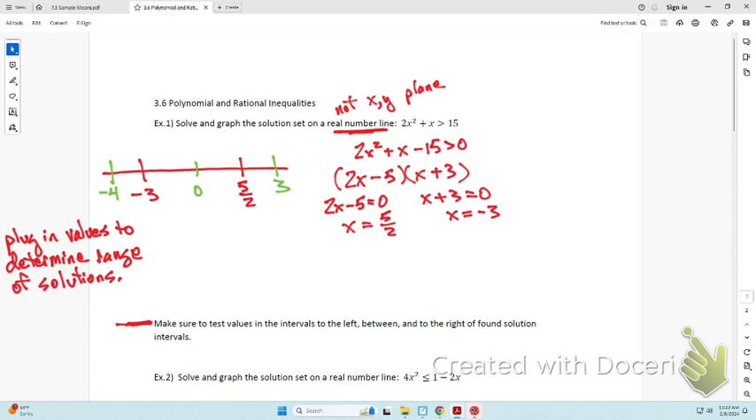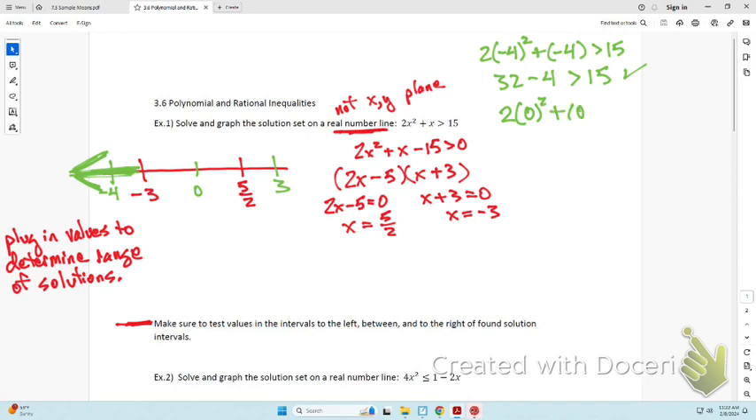So I'm going to test negative 4. And we'll see if that's greater than 15. And I believe it is. So we have one answer. We know part of our solution is going left of negative 3. All right, let's plug in 0. You probably already know the answer here. And 0 is not greater than 15, so not 0.